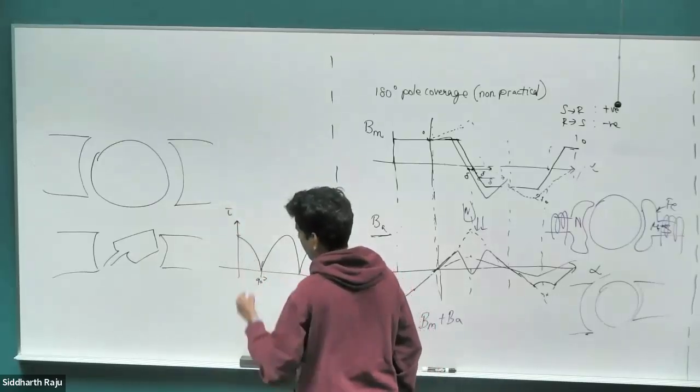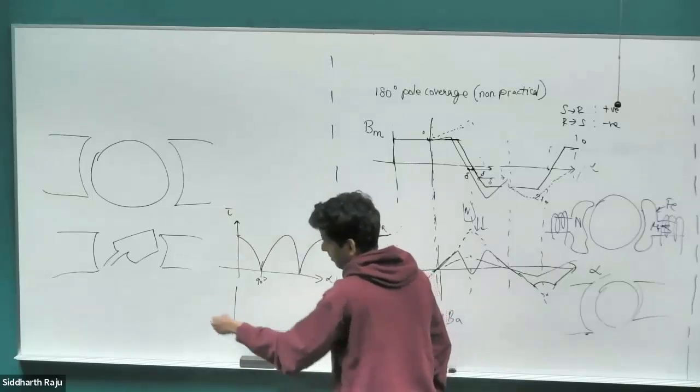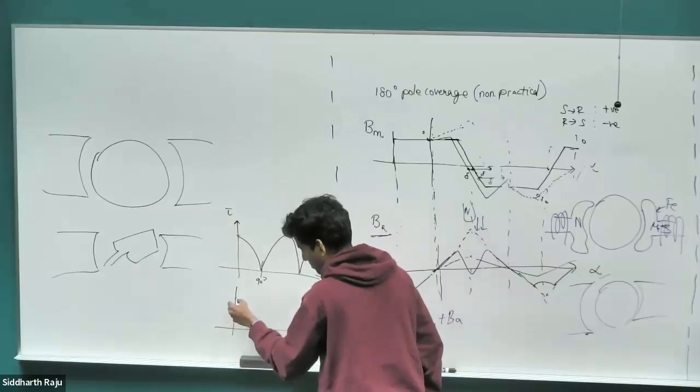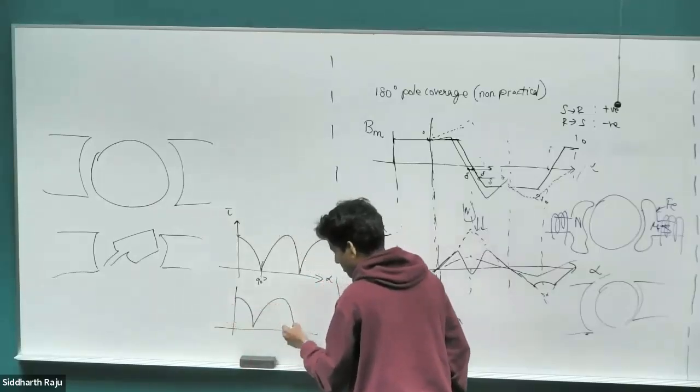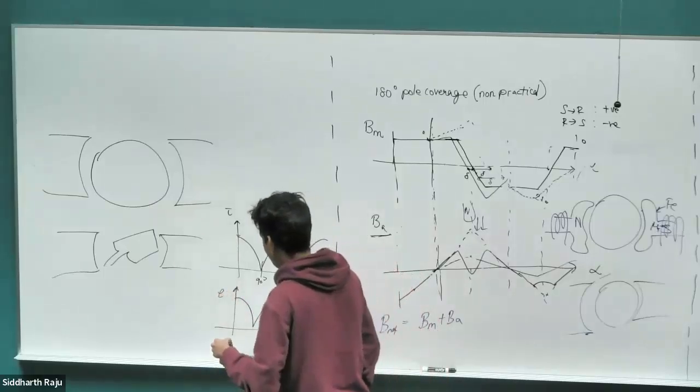So this is the torque of one coil. And then the EMF has the same structure, because when it's at 90 degrees, flux would have been 0, but d phi by dt would have been large. And this is the EMF across the coil.